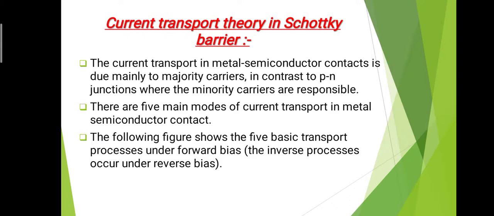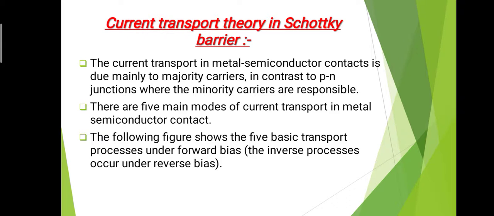You have already seen in your first and second chapter about the PN junction. In a metal semiconductor, the current transfer is only due to majority carriers, but in a PN junction, the minority carriers are responsible for the current flow. This is the difference between the PN junction and metal semiconductor contact. That is, in a PN junction only minority carriers are responsible for the conduction of the current, and in a metal semiconductor contact majority carriers are responsible for the current conduction. So this is the main difference between the PN junction and metal semiconductor contacts.